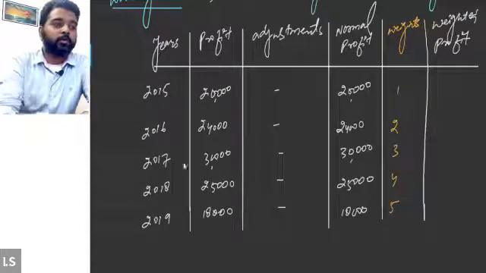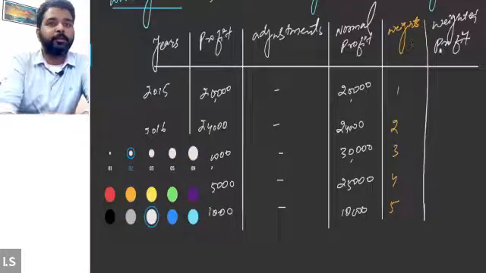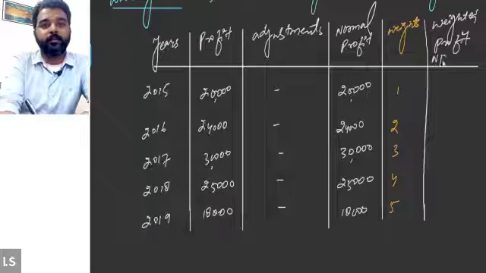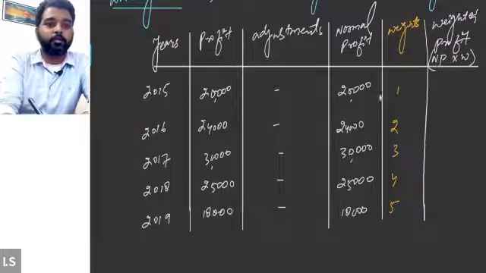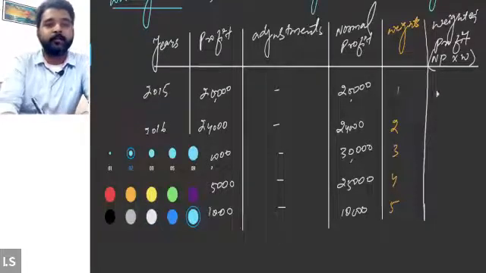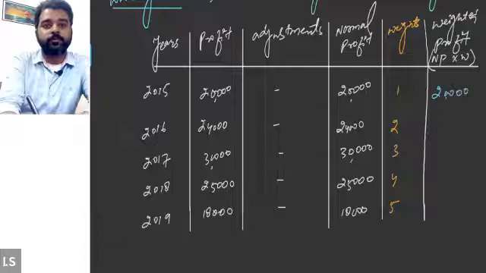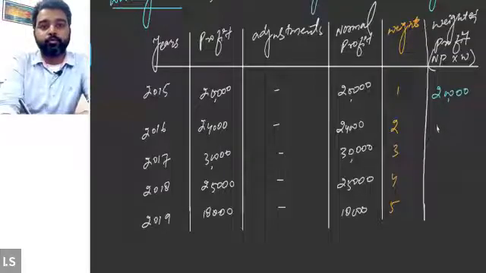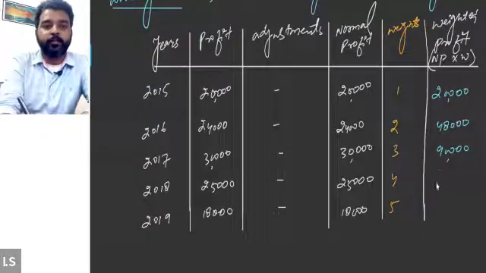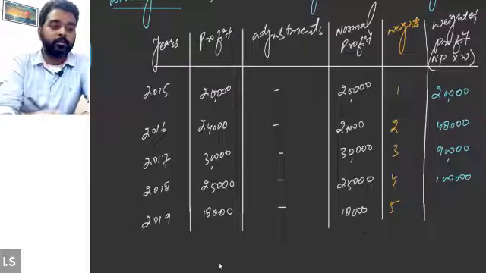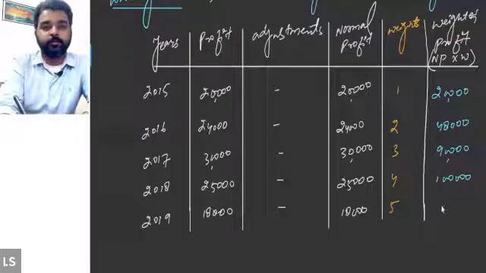Now to find out the weighted profit, what do we do? We simply multiply the normal profit with the weights. So 20,000 multiplied with 1, we get 20,000. Again, 24,000 into 2 will be 48,000. 30,000 into 3 is 90,000. 25,000 into 4 is 1 lakh. And 18,000 into 5 will be 90,000.